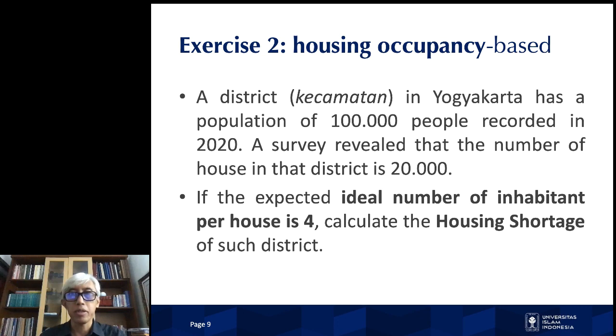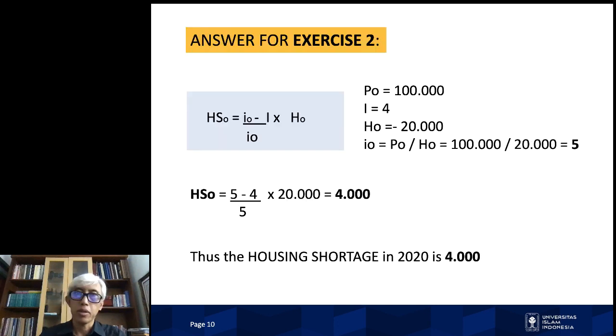And there is additional information, which is the population of 100,000. And we set the ideal number of inhabitants per house as 4. And you are asked to calculate the housing shortage in that district. This is the result. There's one part of the formula that you need to figure out, which is IO, because it is not described in the question.